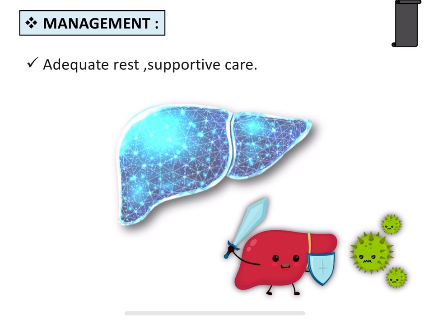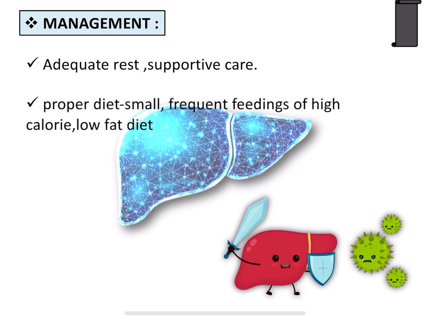Moving further to the management aspect, the patient should be advised to take adequate rest and supportive care. The proper diet for hepatitis A will include small frequent feedings of a high calorie but low fat diet. The high calories should be rich in carbohydrates so that there's not much fatty intake and pressure on the liver to carry out its functions. So more carbohydrates are recommended.